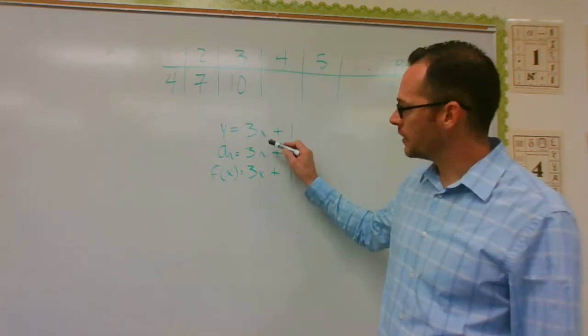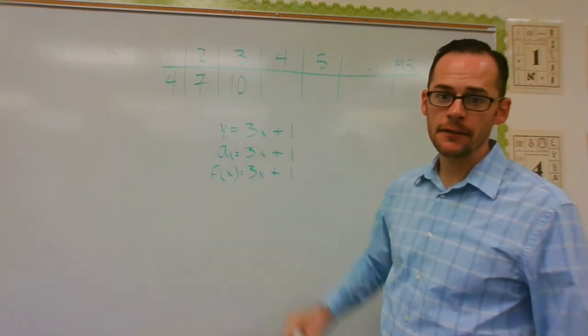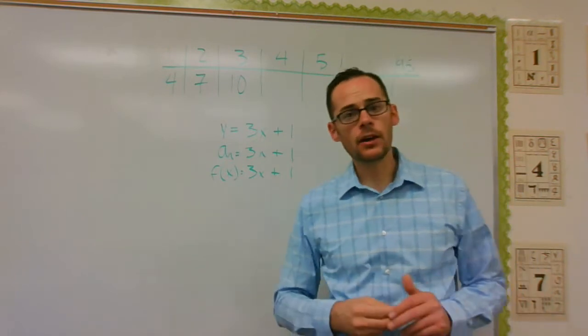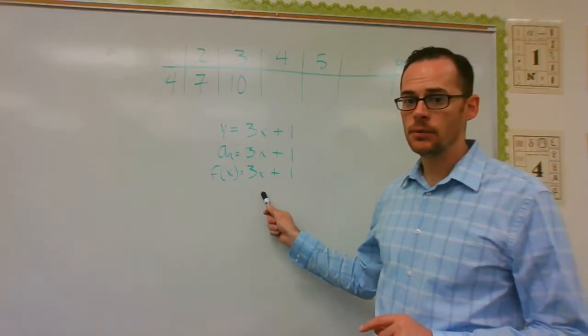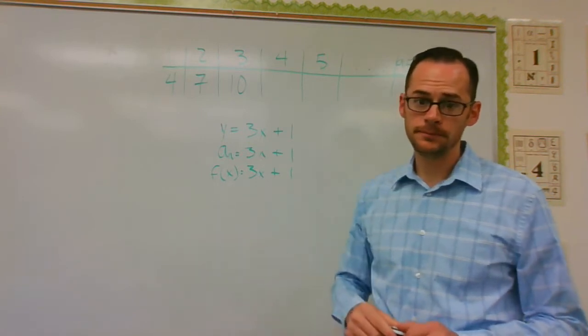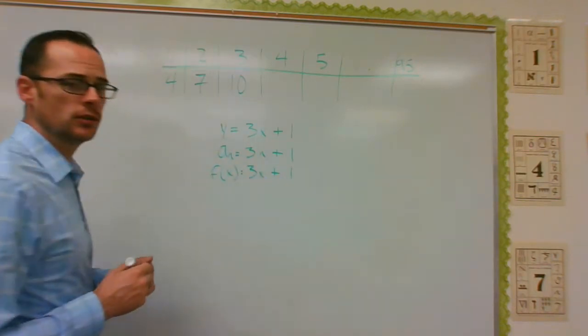So we have an x here, an n here, and x here. We have a y, an a of n, and f of x. It doesn't really matter what we use there, as long as we understand that this one right here is our input and this is our output. Okay, so how are these used?